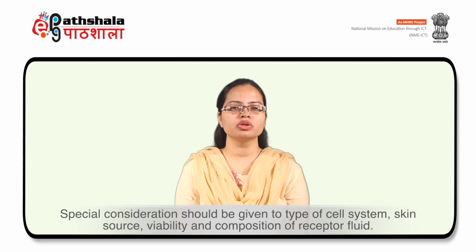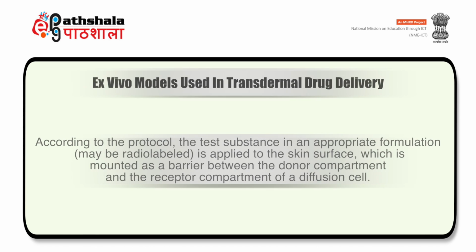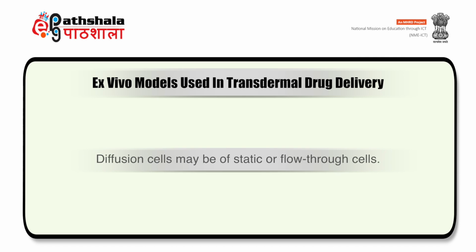Special consideration should be given to type of cell system, skin source, viability and composition of the receptor fluid. A possible limitation of these systems is that the skin conditions of the peripheral blood flow may not be fully reproduced. According to the protocol, the test substance in an appropriate formulation is applied to the skin surface, which is mounted as a barrier between the donor compartment and the receptor compartment of a diffusion cell. Diffusion cells may be of static or flow-through cells.